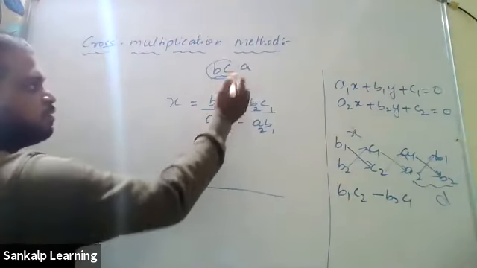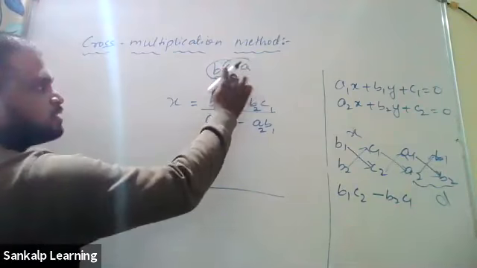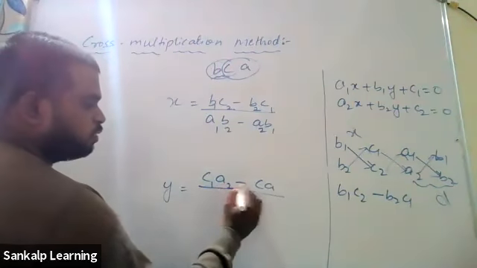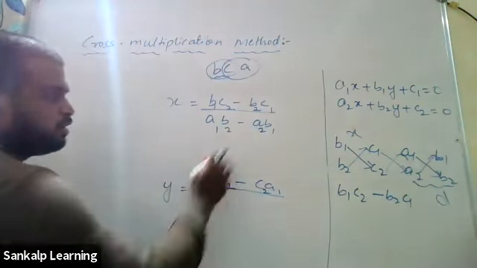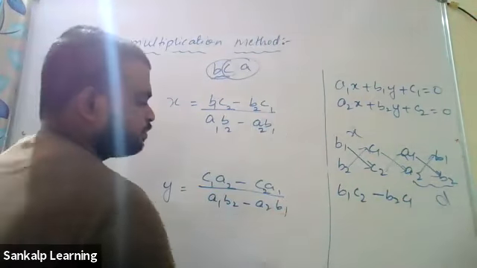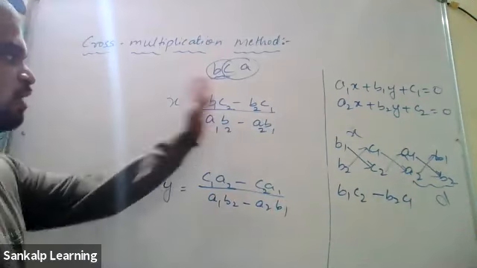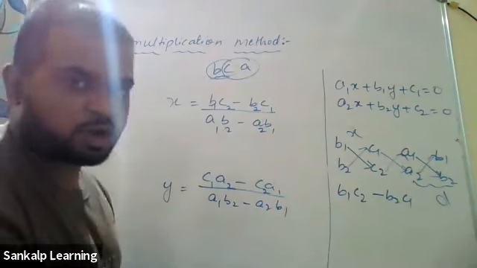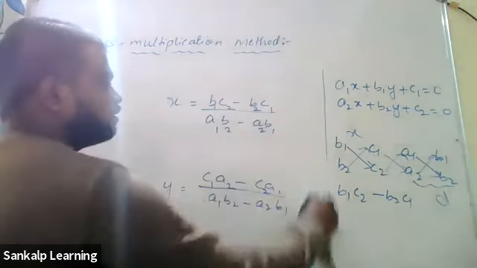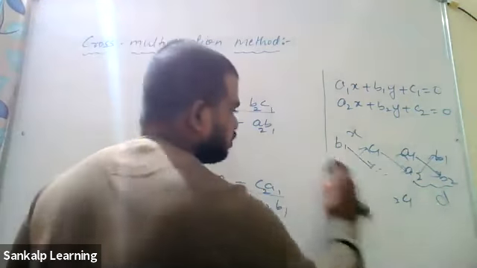To find x we use this. To find y, I use this part: CA minus CA. What should I write? 1 2 2 1. So the denominator remains the same: A1 B2 minus A2 B1. Just write down these two formulas, put the heading as cross multiplication method, and take down these formulas. Then we'll solve some problems.